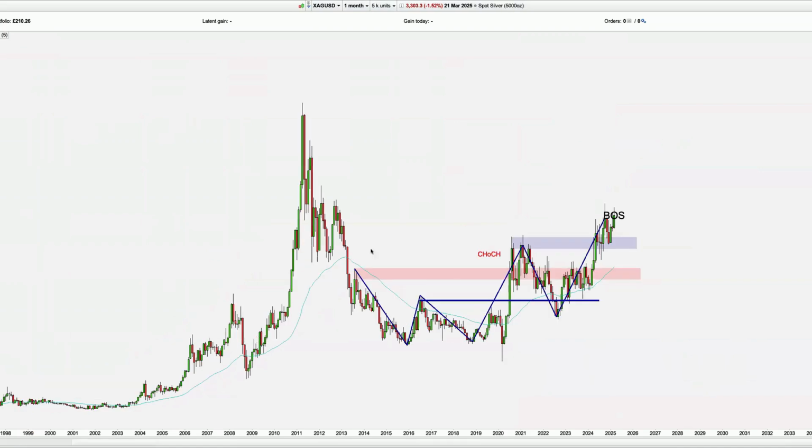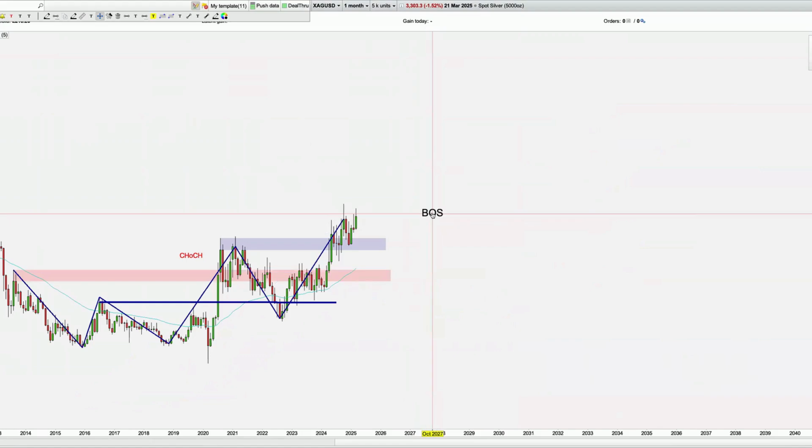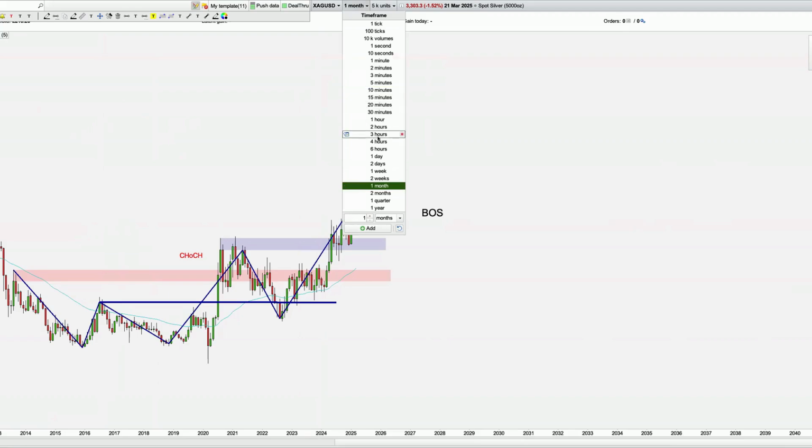Silver is always fantastic. I'm waiting for the month to close. And this is absolutely perfect for an aggressive move higher. It's so perfect. It's crazy. But the month has to close first.